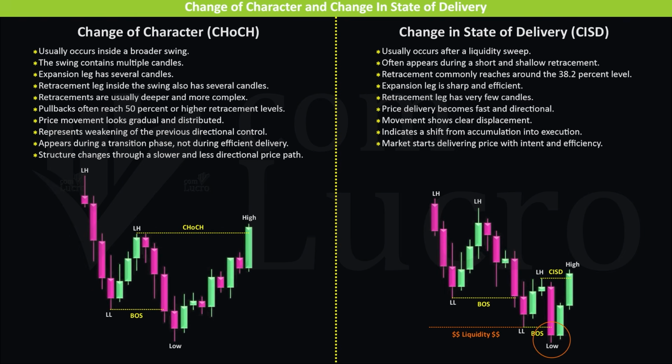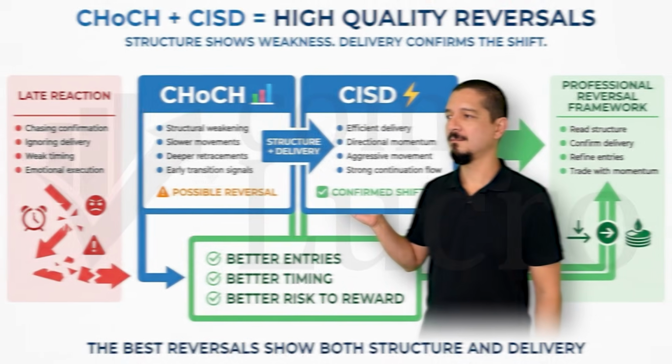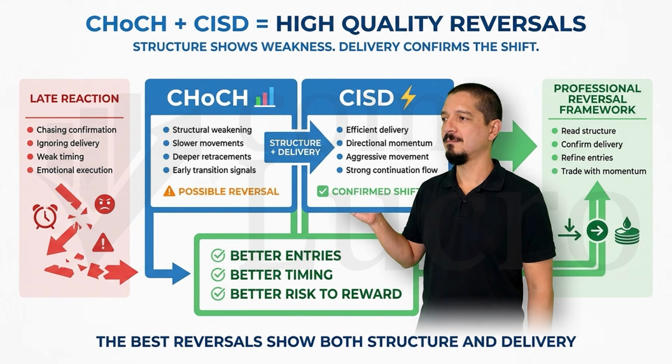When combined with concepts such as liquidity sweeps and fair value gaps, CISD improves trade quality by aligning entries with momentum and institutional price delivery. Understanding the distinction between change of character and change in state of delivery allows you to read market transitions with greater precision. While change of character highlights structural weakening through slower and deeper movements, CISD confirms that price has shifted into an efficient and directional state.